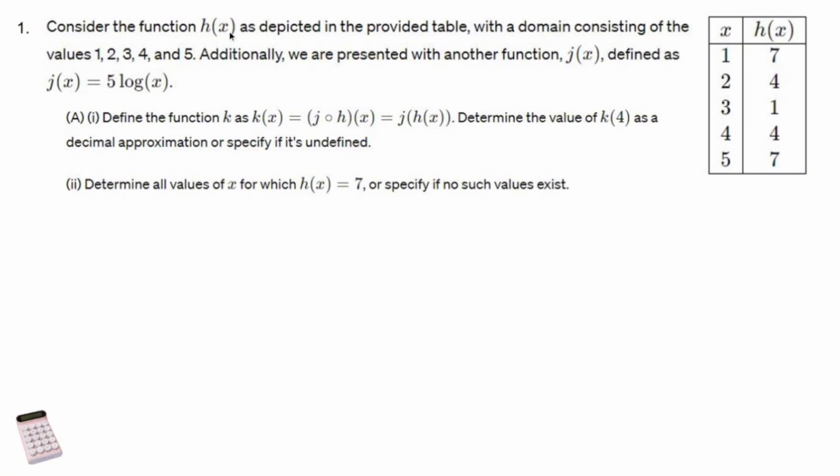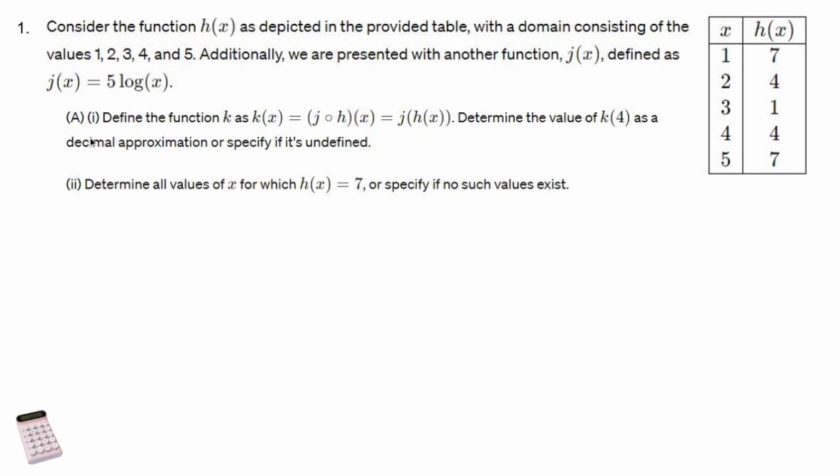Consider the function h of x as depicted in the provided table. So there you go, with a domain consisting of the values 1, 2, 3, 4, and 5. Additionally, we are presented with another function, j of x, defined by j of x equals 5 log of x. So we'll probably need our calculator for a lot of these. Define the function k as k of x equals j of h of x. Determine the value of k of 4 as a decimal approximation or specify if it's undefined. When would it be undefined? Like if x is negative or something like that.